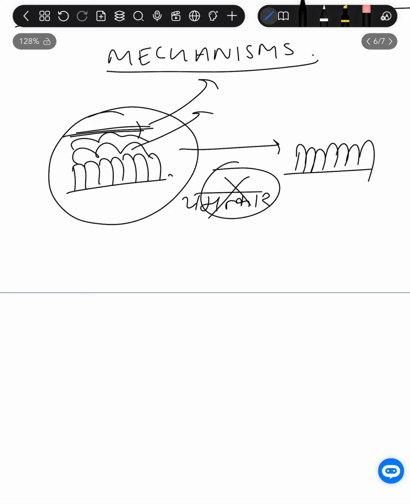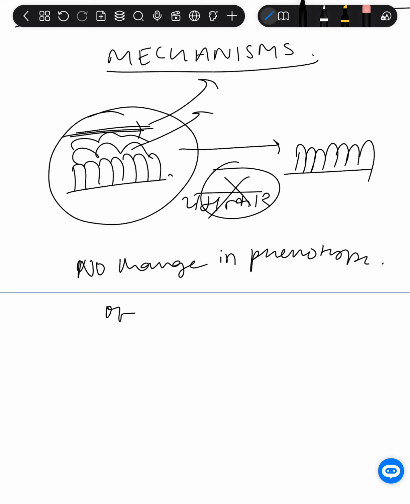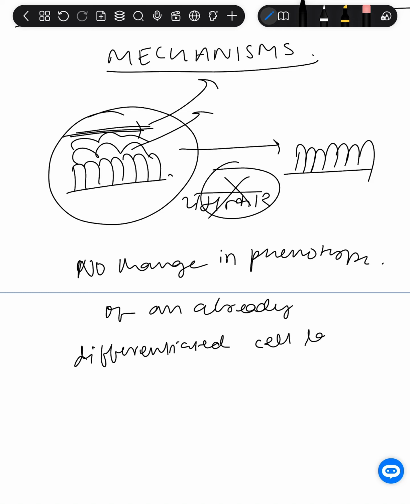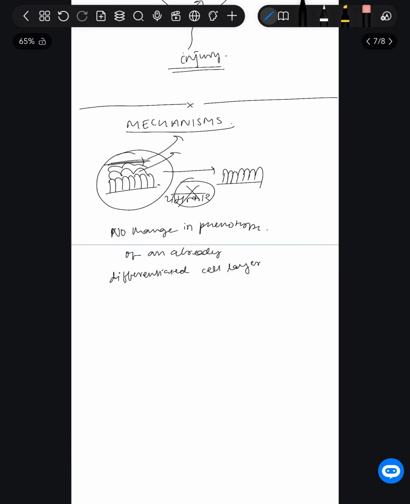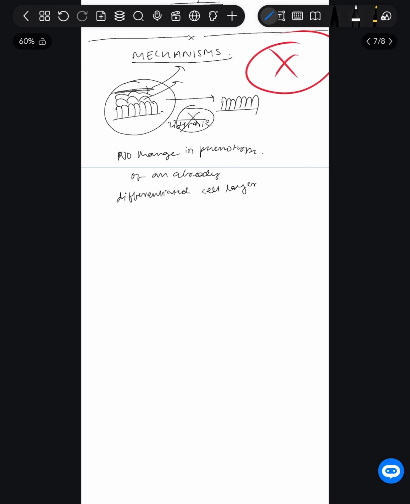We know that there is no change in phenotype. Mark my words. There is no change in phenotype of an already differentiated layer, for God's sake. Okay, I'll tell you what really happens. This is absolutely wrong. This is not happening. What is happening now?